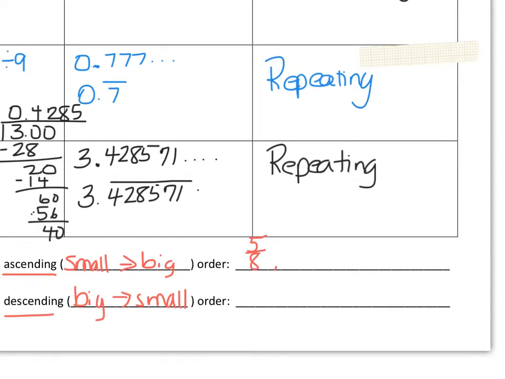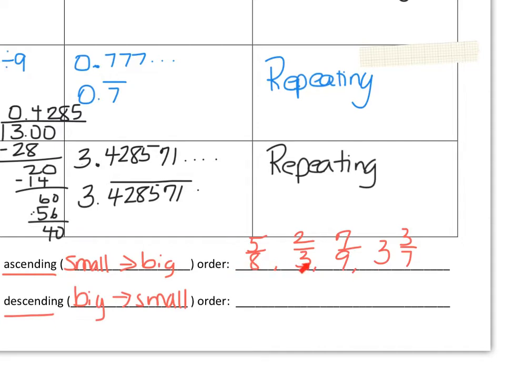Our next fraction is 2/3, then 7/9, then 3 3/7. So what we did is we took our numbers and we put them in order from smallest. Keep in mind that this one was 0.62, 0.66, 0.77, and 3.42.